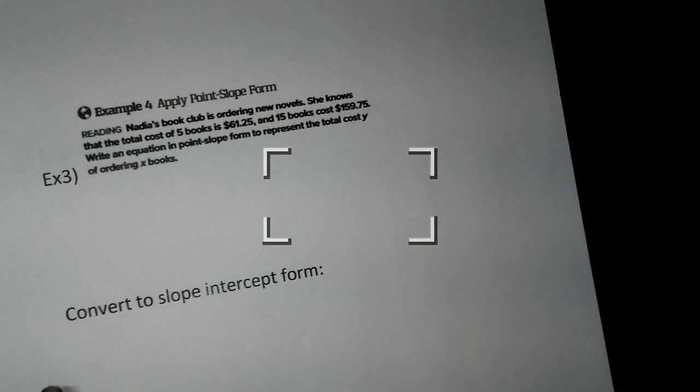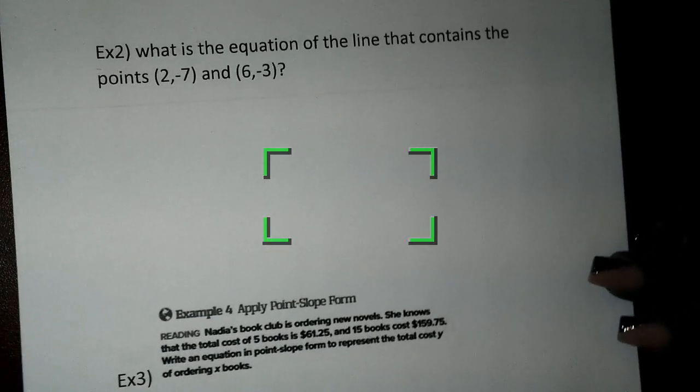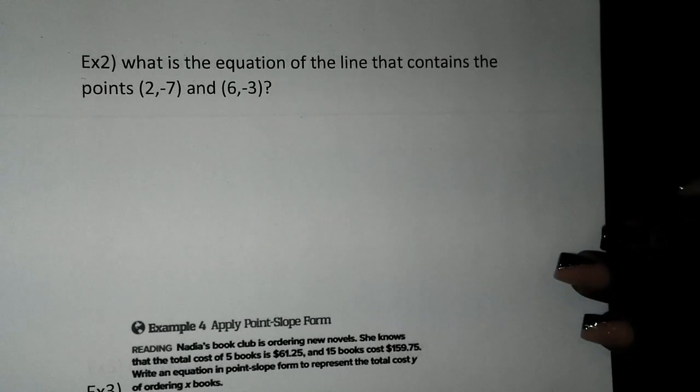Now let's look at example 2. Remember I said there's a time when you won't be given your slope and you have to find your slope, and you're given 2 points. In this example, what is the equation of the line that contains the points (2, -7) and (6, -3)?